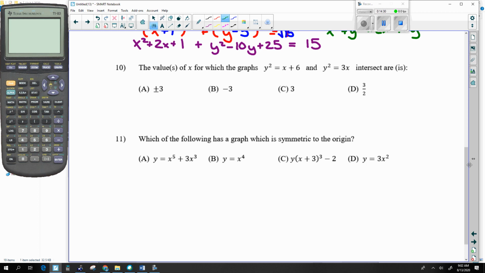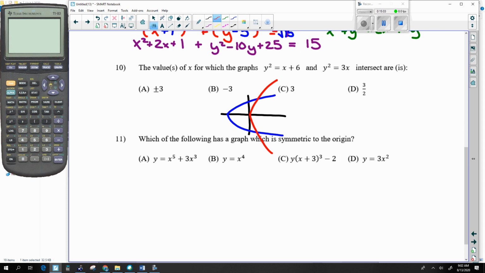The values of the graph where these two intersect are... Okay, I just got to think of this real quick. The first one, y squared equals x plus 6, looks like this. And then y squared equals 3x looks like an expanded one, by 3, something like that. That's how you do it.